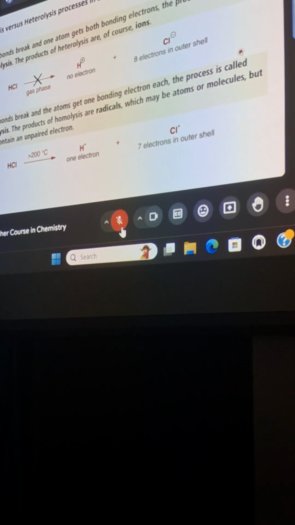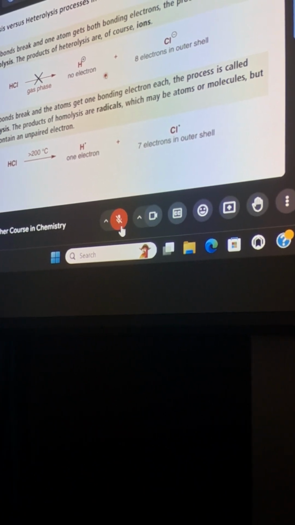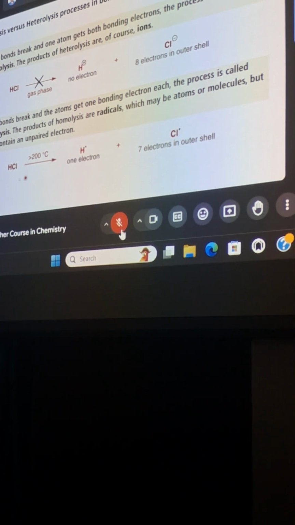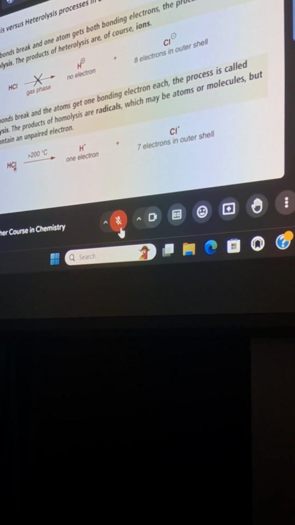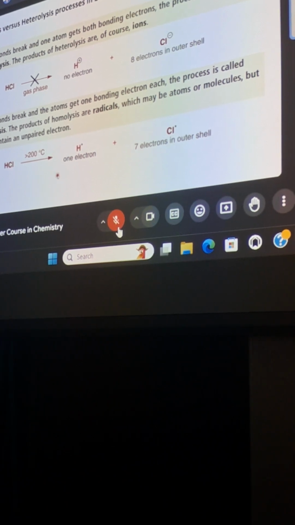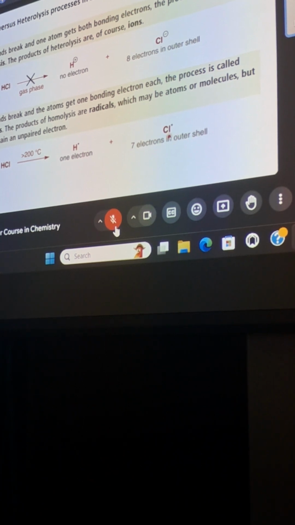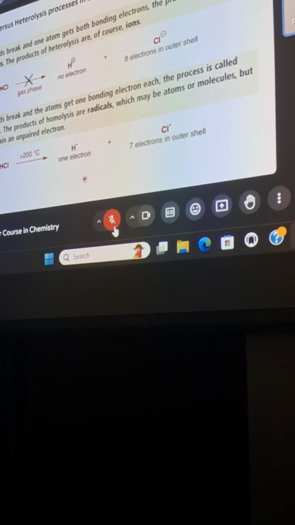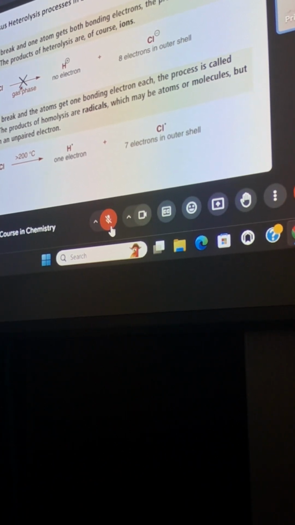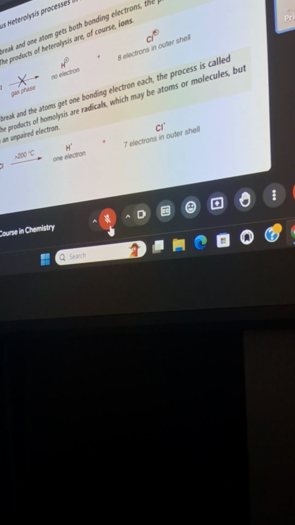So now let us go into the homolysis versus heterolysis process in bond breaking. As you know, we can make a homolysis type of reaction by breaking a hydrogen chloride molecule beyond 200 degrees centigrade, and that can form an H dot and a Cl dot. These are both free radicals. But then we cannot break this HCl in the gas phase and form ions, that means H plus and chloride minus.